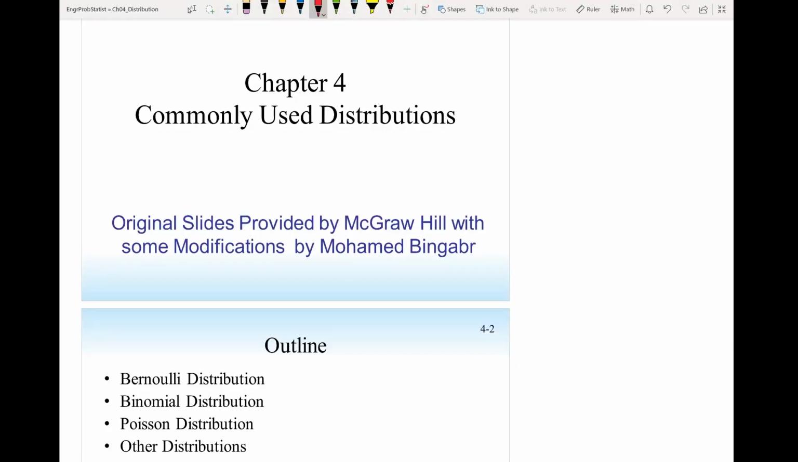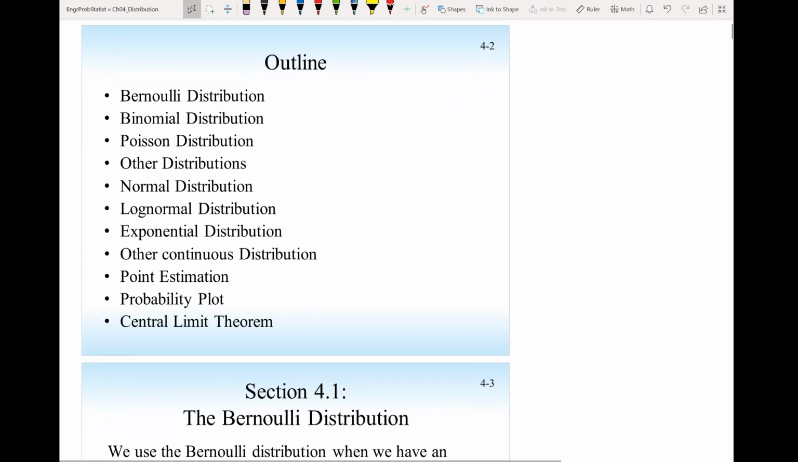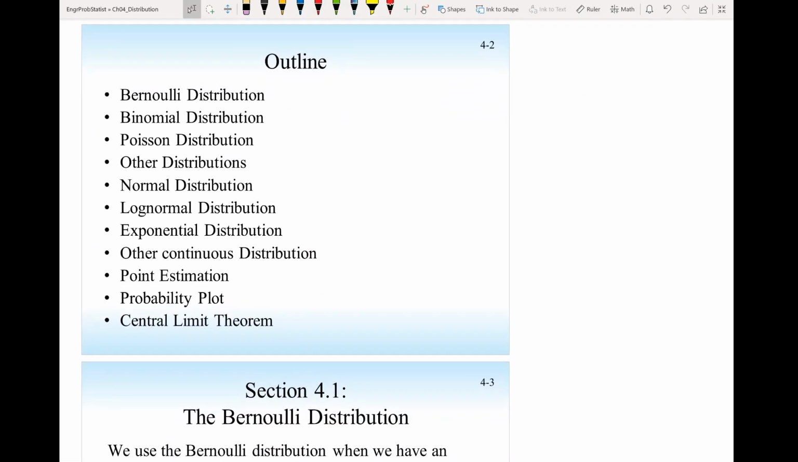Hello everyone. Today we will talk about commonly used distributions for continuous and discrete random variables. So the topics of this chapter are first Bernoulli distribution, binomial distribution, and Poisson distribution, and other distributions like the geometric distribution. All these distributions explain discrete random variables. Then we will continue with the continuous random variable and the famous normal distribution, log normal distribution, exponential, and other continuous distributions like the gamma distribution.